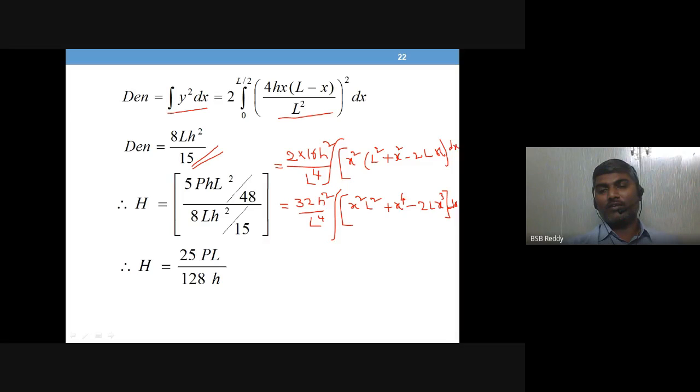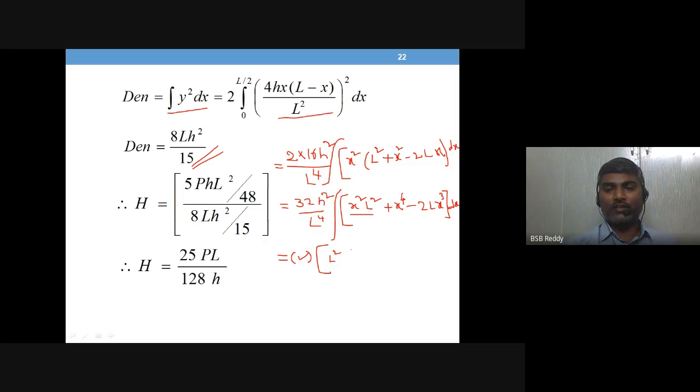Right. Now you apply integration. So what do you have? First term, you see L square is constant. Let this outside term be as it is, no change: 32 h square by L power 4 will be as it is. So L square is constant, we just keep it aside.